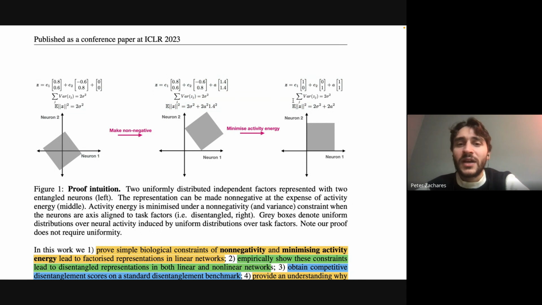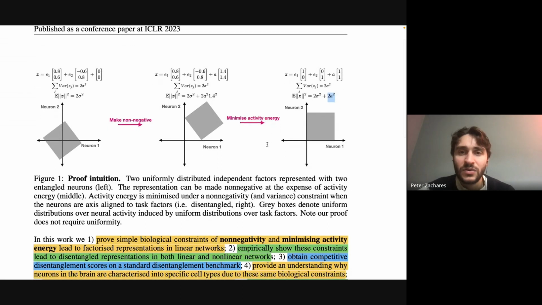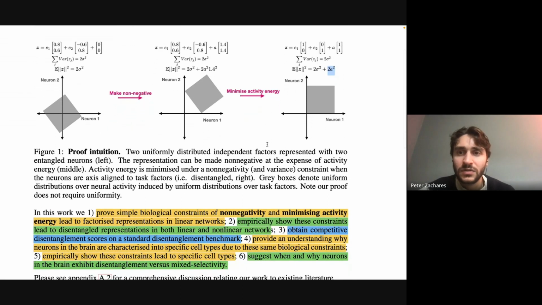And so they're saying, if the axes of the neurons aren't aligned with the axes of the task variables, then you have a larger energy because you have this 1.4 squared factor that you're multiplying the second term by. So yeah, that's how the two constraints are enforced.